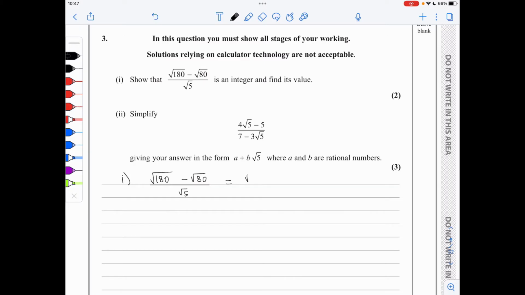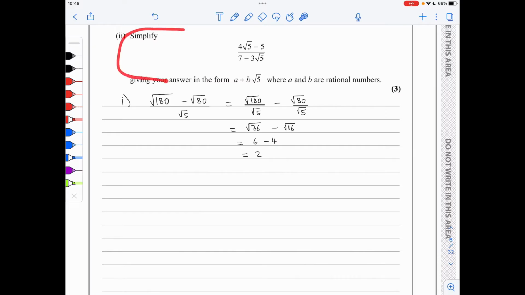So it's going to be root of 180 over root 5 minus root 80 over root 5. So root of 180 over root of 5 is simply root of 36, because 180 over 5 is 36 and 80 over 5 is 16, so that's root 16, which gives me 6 minus 4, which turns out to be 2.